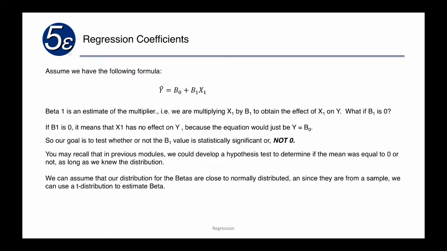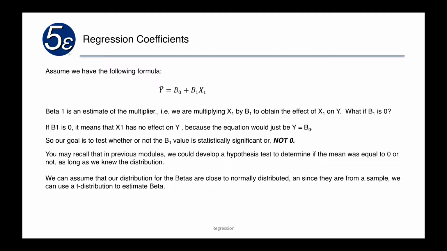In other words, if it's 1.2 times x1, then that means for every unit increase of x1, we will increase our predicted value of y hat by 1.2. So the question is, what if beta 1 is actually 0? Well, it should be clear that if beta 1 is 0, then the beta 1 x term multiplies to 0, and therefore it has no effect on the predicted value, or y hat. So our goal really is to test whether or not beta 1 is actually statistically significant. In other words, whether beta 1 has a probability of being 0.